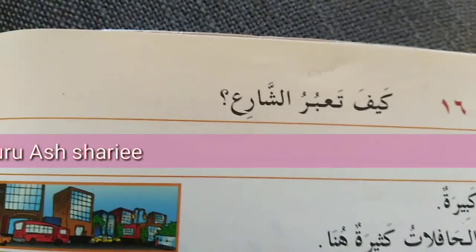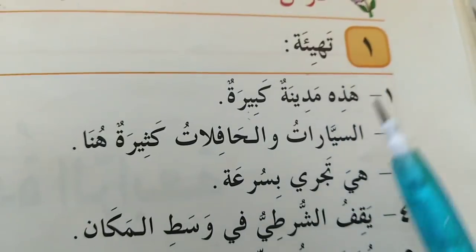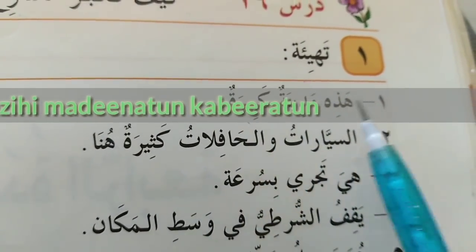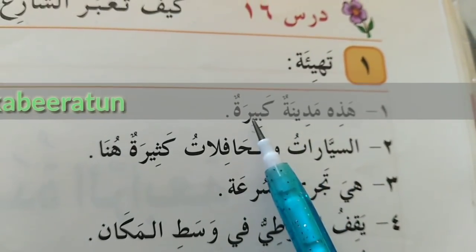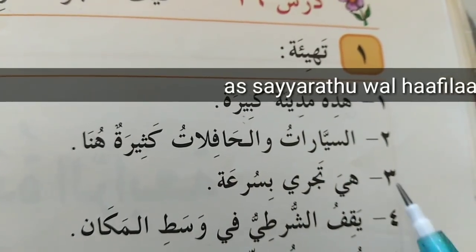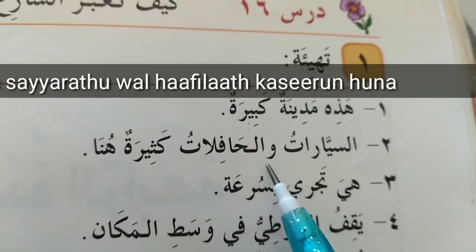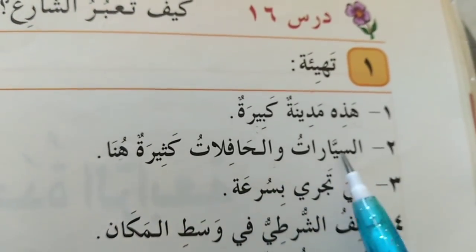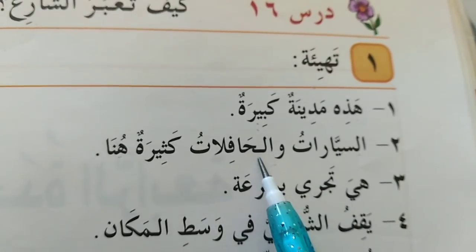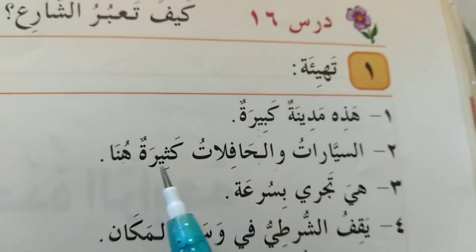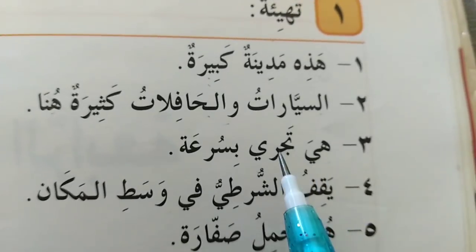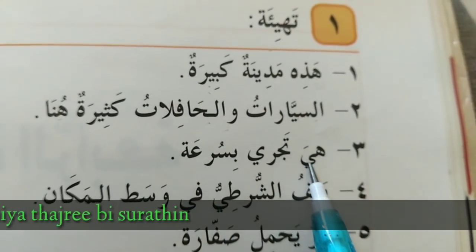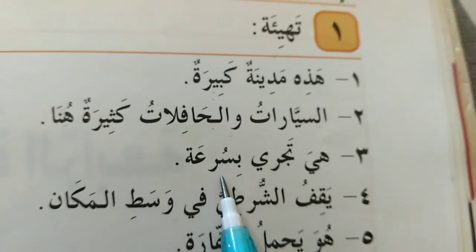The next lesson, which is كيف تعبر الشارع, which means how do you cross the road. هذه مدينة كبيرة, which means this is a big city. السيارة وحافلات كثيرة هنا, which means the cars and the buses are big over there. هي تجري بسرعة, which means they are going very fast.